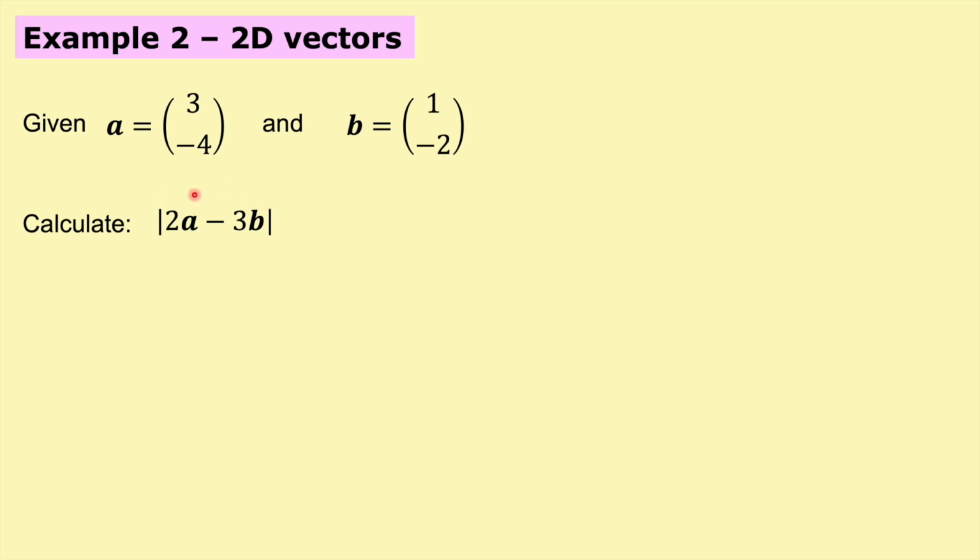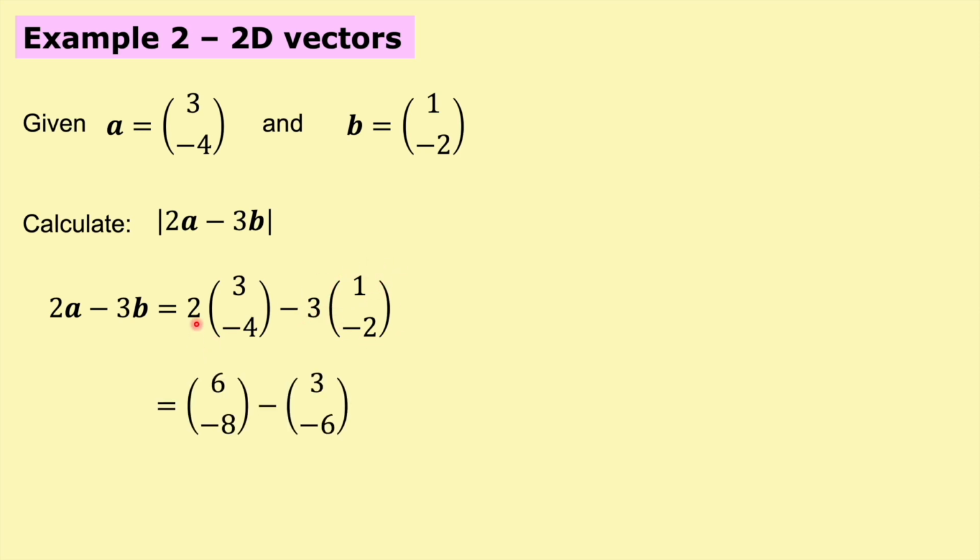Okay, in order to do these questions, this part inside, 2A subtract 3B, you need to calculate that first before you go ahead and try to calculate the magnitude, which is the length. So first we want to calculate what 2A subtract 3B is. So you can just substitute in your vectors in place of A and B. So we've got 2 times vector A, subtract 3 times vector B. So then 2 times 3 is 6, 3 times -4 is -8. Subtract 3 times 1 is 3, 3 times -2 is -6.